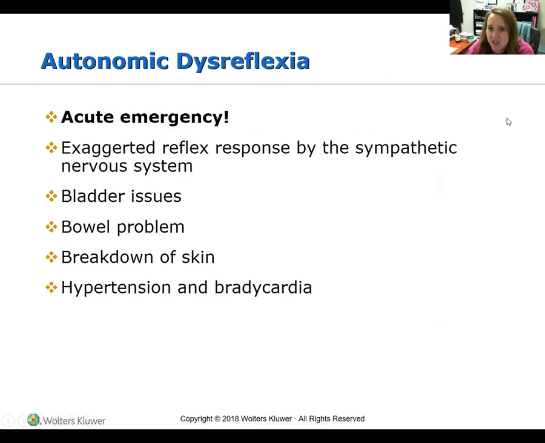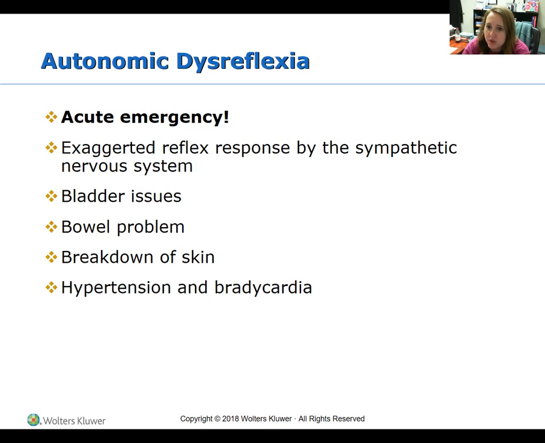And then we have autonomic dysreflexia, and this is an acute emergency. This is an exaggerated response by the sympathetic nervous system. So here we're talking about that again. The sympathetic nervous system, we said, was our fight or flight, and it releases our norepinephrine and our epinephrine. And these cause vasoconstriction. With autonomic dysreflexia, we have an irritating stimulus below the level of the spinal cord injury. Only those who have had a T6 or higher injury are at risk for this.